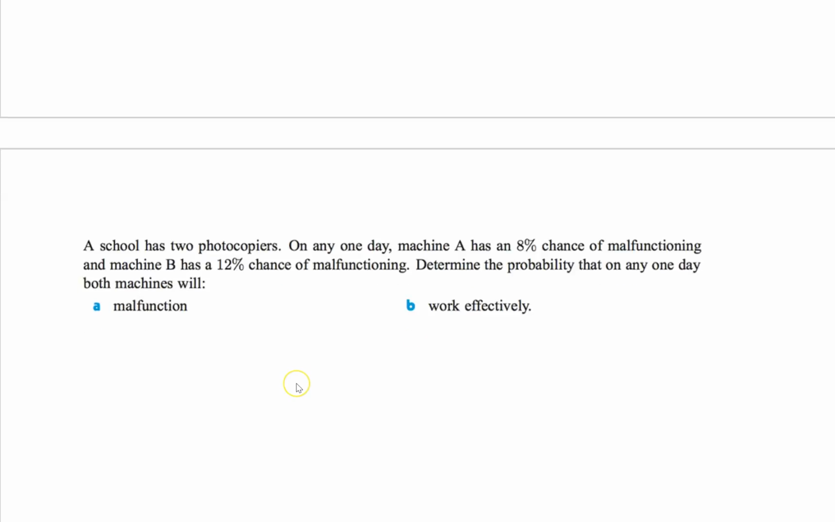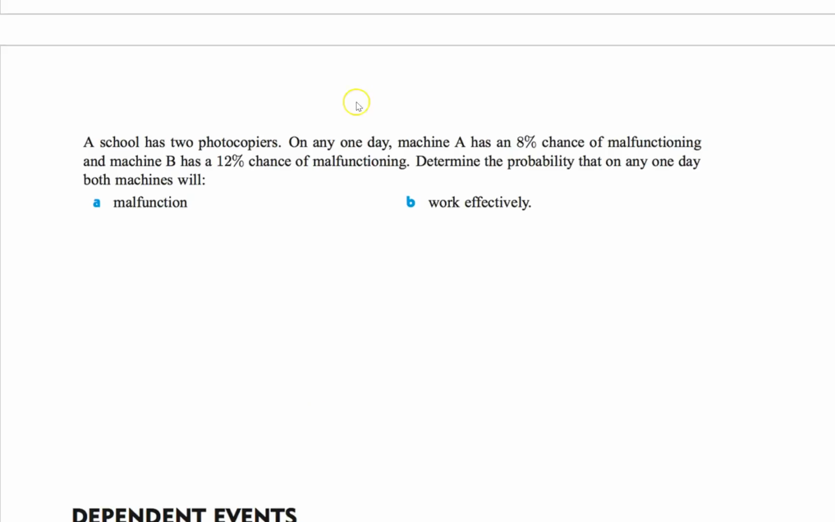One final example to get really nailed at home. A school has 2 photocopiers. On any one day, machine A has an 8% chance of malfunctioning. Must not be an en masse copy machine. And machine B has a 12% chance. Still not an en masse copy machine. That should be more around 50. Determine the probability that on any one day both machines will malfunction.